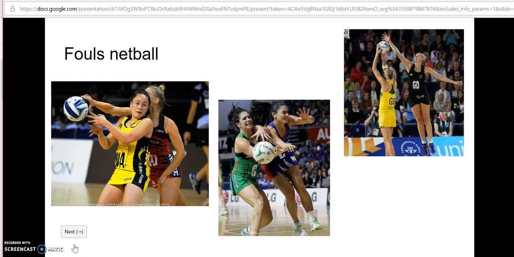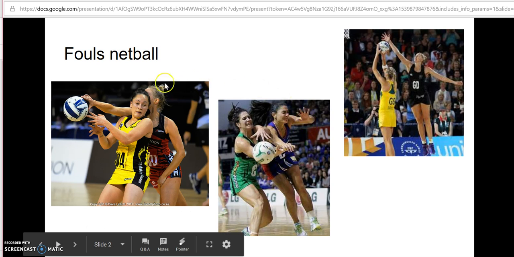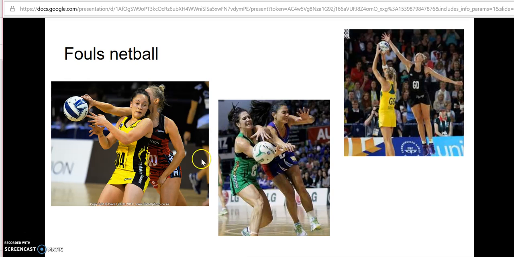So these are just a couple of pictures demonstrating some of the fouls. Mainly they're all obstruction, coming over the shoulder, obviously pushing into each other. And this is obviously the obstruction when they're shooting, she's just coming from behind there.